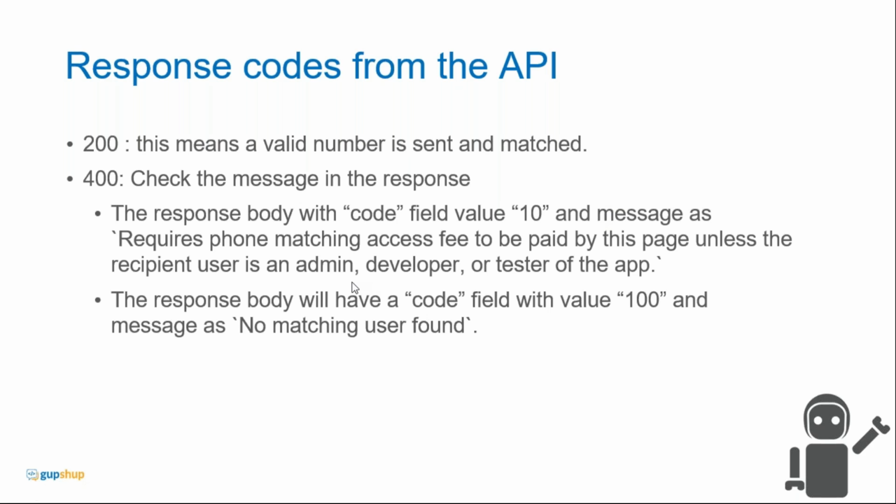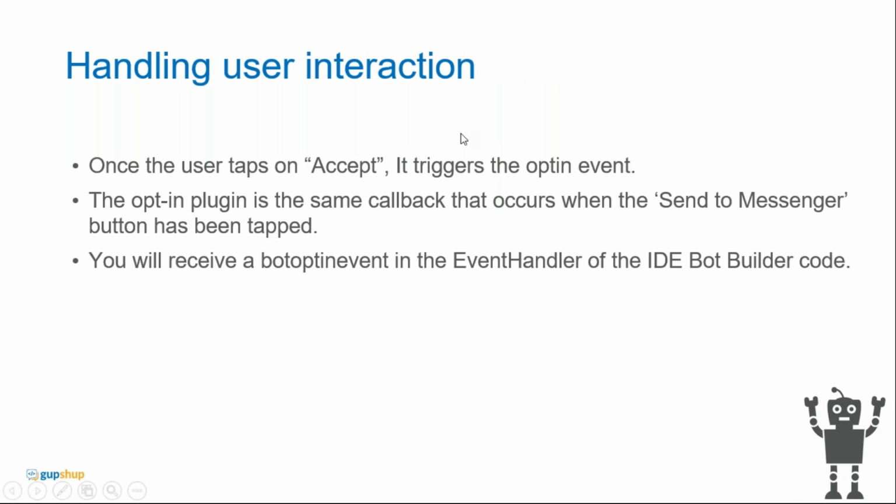So how can you handle the interaction? Whenever, as Sohan mentioned, there is an accept and decline button, and whenever the accept button is clicked, an opt-in callback event is triggered. If you do not know, opt-in is a callback which is generated when the send to messenger button is clicked. I know there are a lot of terms in it, but they are all correlated. The send to messenger button is the button which you place on your website or your app or anywhere, so that the user clicks on it and starts the interaction with the bot.